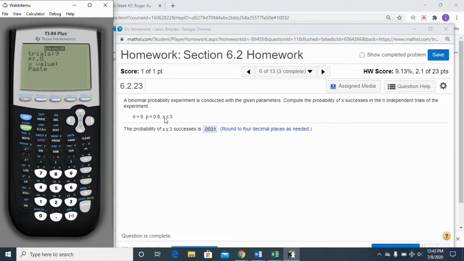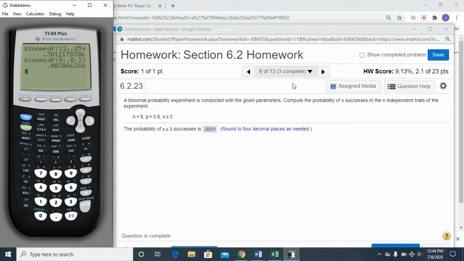The x value, whatever you put in for the x value, this CDF function is going to add up all of the probabilities from 0 all the way up to whatever number this is. So this is adding the probability for 0, 1, 2, and 3, which is exactly what we want in this case. I'll show you what happens with the next one, though. So put in 3, hit paste, and hit enter. Get 0.003, and if I round it to 4 decimal places, this would be a 1 right here. So 0.0031, so put that in.